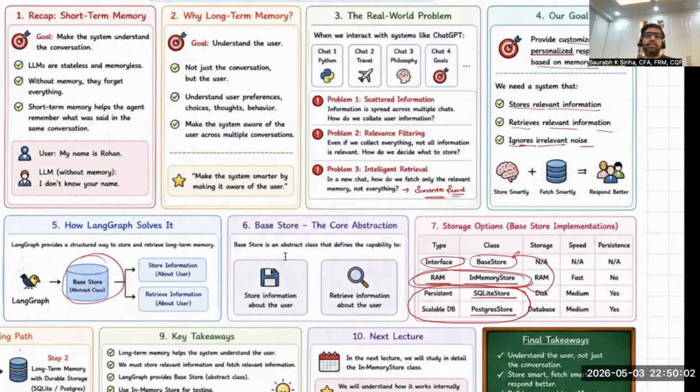Once we have understood this properly, we'll scale the problem and understand how we can have semantic searches in the next-to-next session. So in the next lecture, we'll go deep into the BaseStore class and InMemoryStore class. We'll see the actual code and the actual implementation of these classes, and then we'll do our implementation for our use case. So in the next session, we'll understand how both classes work internally, then how to use the InMemoryStore class to implement long-term memory with RAM. With that, I'll pause here. Thank you. Have a nice day.